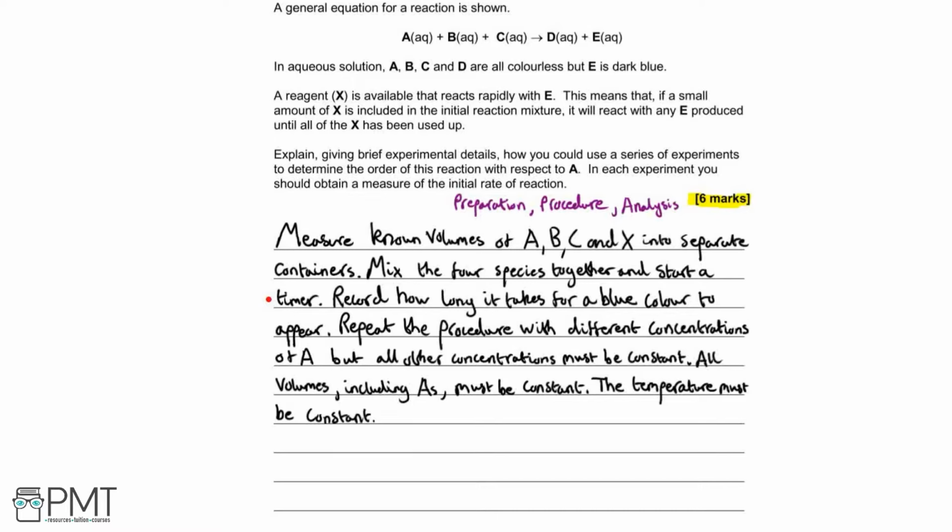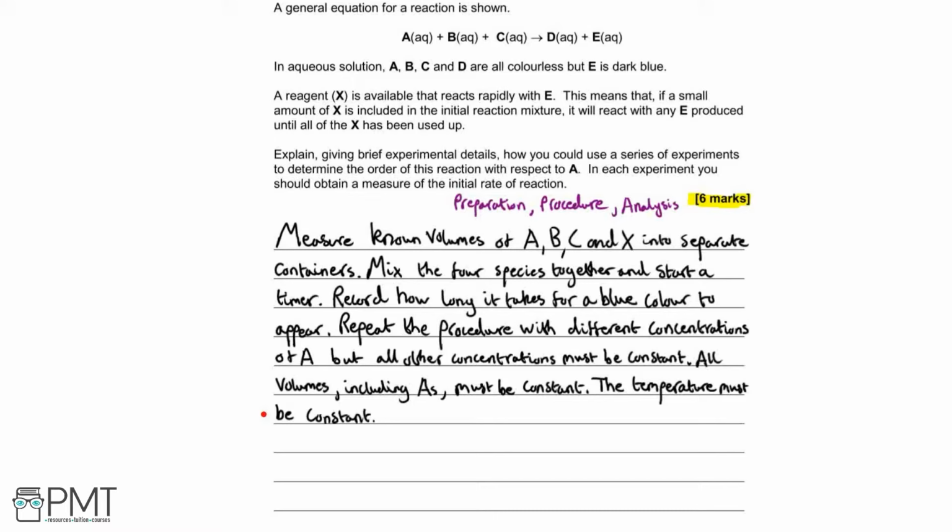It starts by explaining the actual experimental procedure, so mixing them together and starting a timer, recording how long it takes for that blue color to appear, and then it talks about the different variables involved, what we're actually going to change, our independent variable. So in this case, it's the concentration of A, and then all our control variables, and making sure to state that they must remain constant.